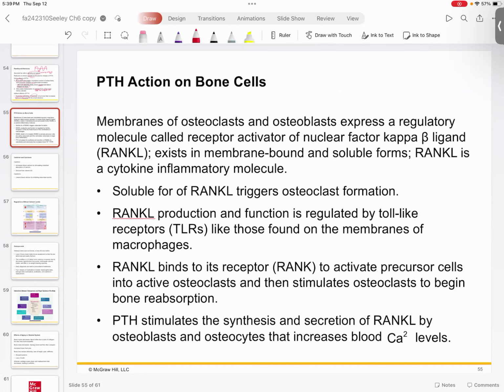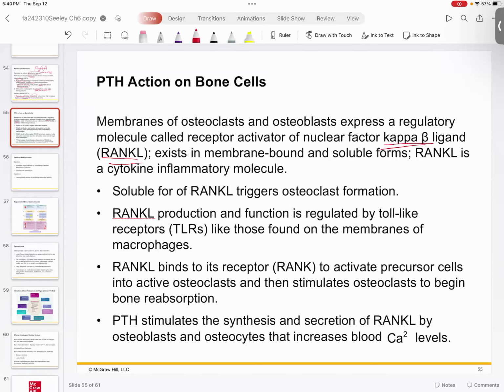Now then, the way this works, and this is a little deep in the woods, but it's just to show you the receptor level of how this actually works. The way parathyroid hormone works structurally is that on an osteoclastic cell and an osteoblastic cell, they have a receptor, a receptor activator of nuclear factor kappa B. It's a ligand that we call RANKL. Essentially, it has membrane-bound and soluble forms.